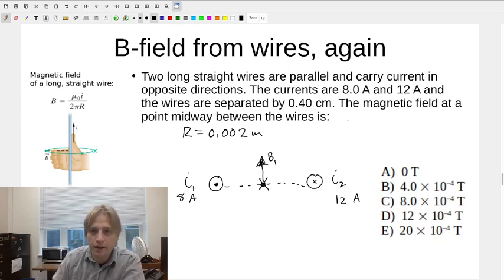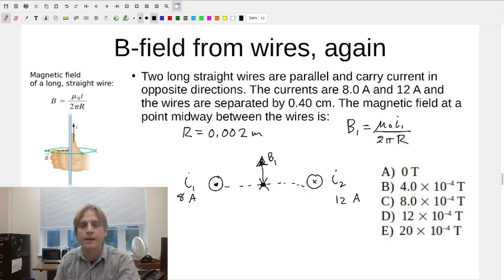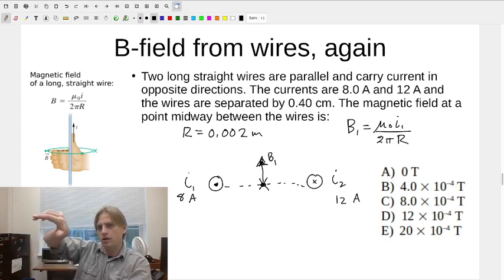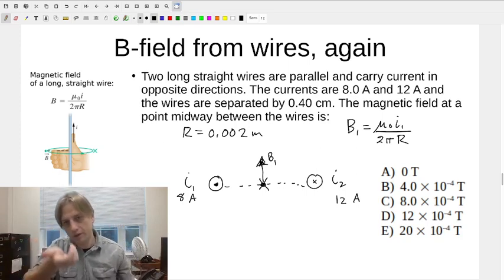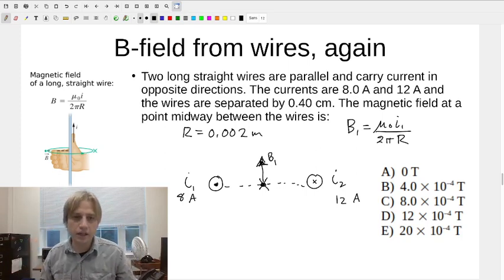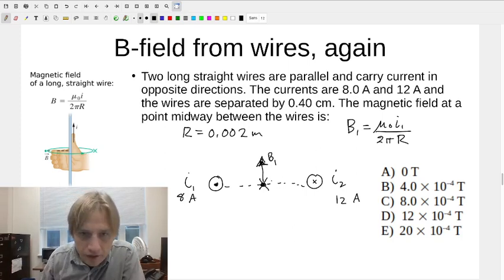Okay, and the magnitude of B1 would be mu naught times I1 over 2 pi, and then that R would be 0.002. Okay, now for my magnetic field 2, I want you to point your fingers in, and then your fingers would be coming up. So surprisingly, the magnetic field is actually going to be pointing in the same way. If this were pointing out, these would actually be pointing in opposite directions.